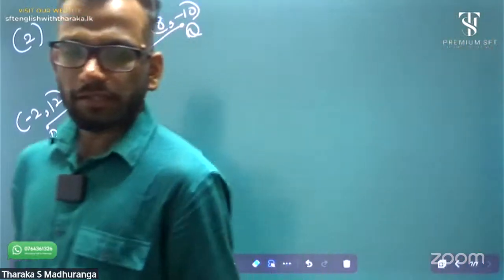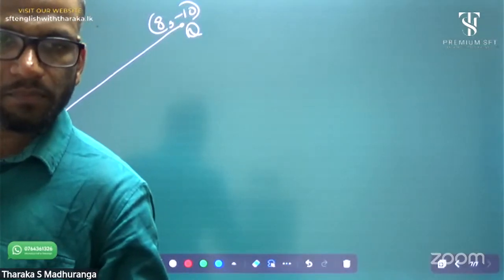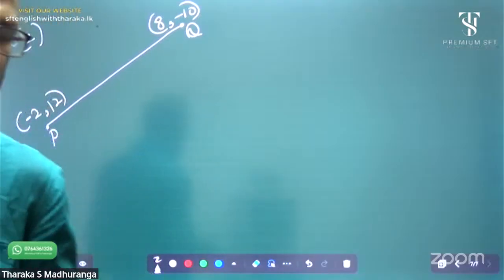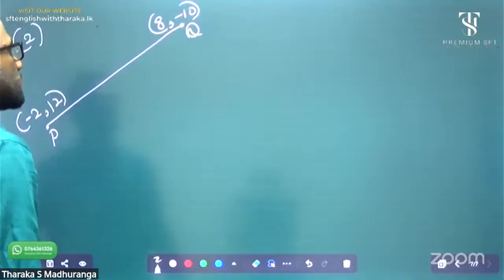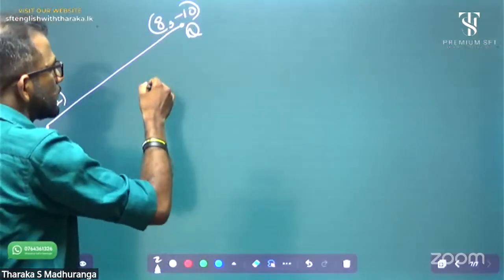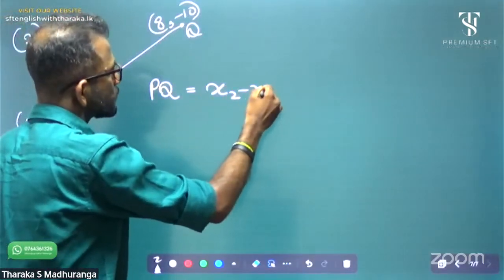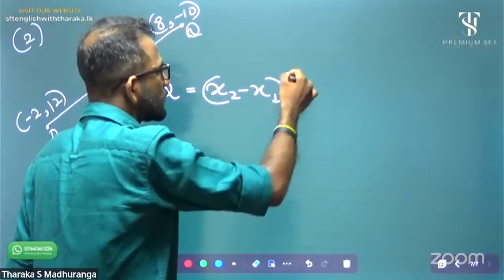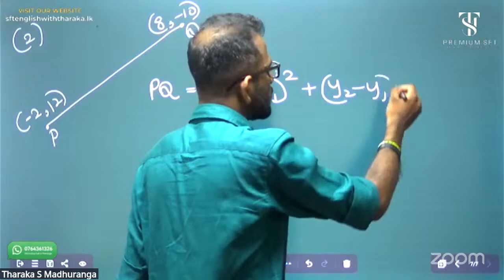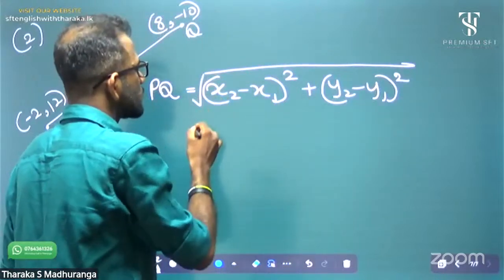Okay, what's the length between P and Q? What's the equation? PQ equals the square root of x2 minus x1, that means the x coordinate difference squared, plus y2 minus y1, the y coordinate difference squared.